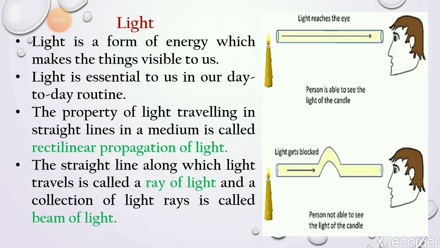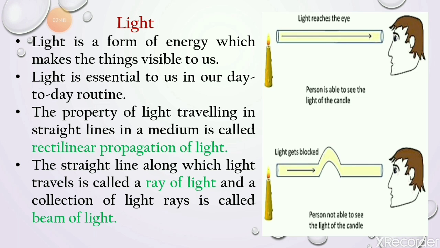So this is a very simple experiment by which we can see that light travels in a straight line. In the first one, the pipe is straight, that is why the light of the candle can reach the eye of the person. But in the next one, where the pipe is bent, just because of the bent pipe, light gets blocked and it cannot reach the eye of the person. That is why the person is not able to see the light of the candle. Now this is rectilinear propagation of light, meaning when light travels in a straight line, this property of light is called rectilinear propagation of light.